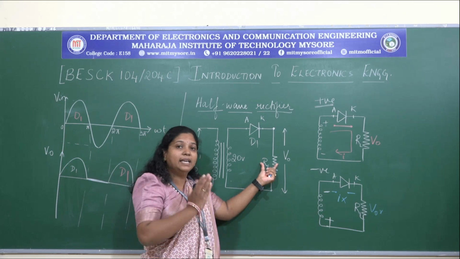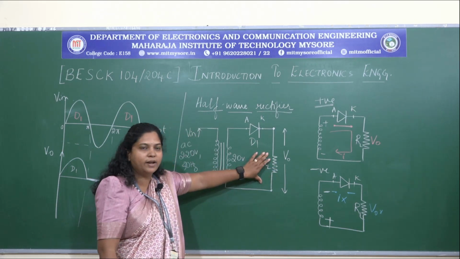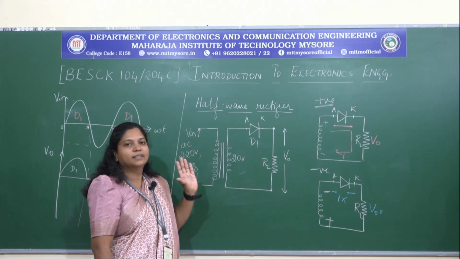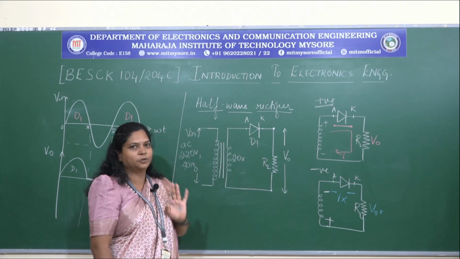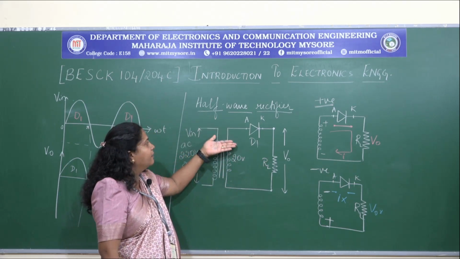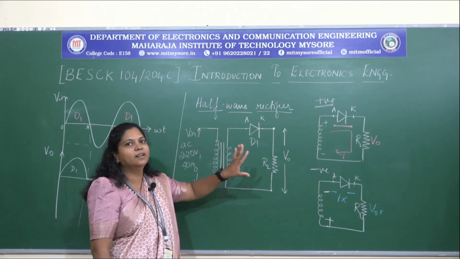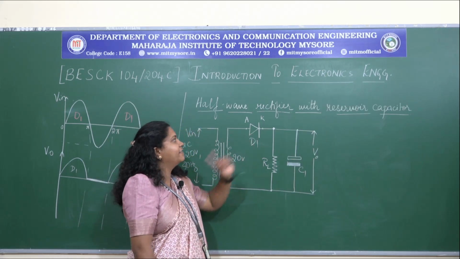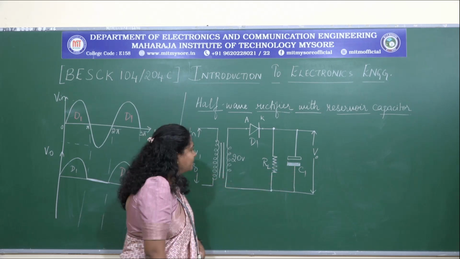So where do we have to place the capacitor? The capacitor has to be placed in parallel with the load element. Here the resistor is the load element. So in parallel to this, we have to place the reservoir or a smoothing circuit. So let us see the half wave rectifier, how we can modify it by placing a smoothing filter. This is the circuit for a half wave rectifier with a smoothing circuit or a reservoir capacitor.